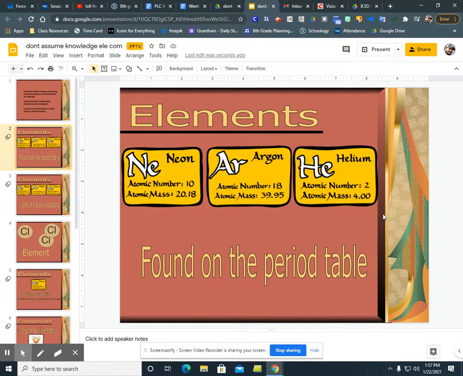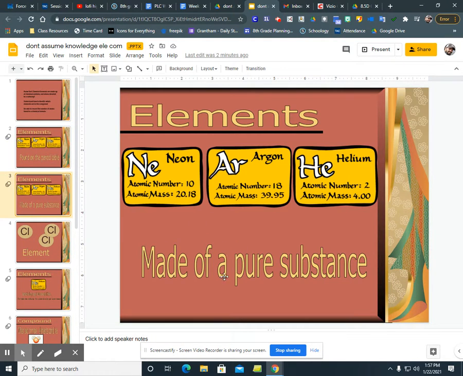We're going to start with elements. Okay, we've worked with elements, we've looked at elements. They are found on the periodic table. Most of them will have one letter, others will have two. If there are two, you're going to notice that the first letter is capitalized, the second letter is lowercase. Elements are made of pure substance. They are a pure substance. And then we know that elements, their smallest particle are atoms. So neon is made up of neon atoms. Argon is made up of argon atoms, and helium is made up of helium atoms.